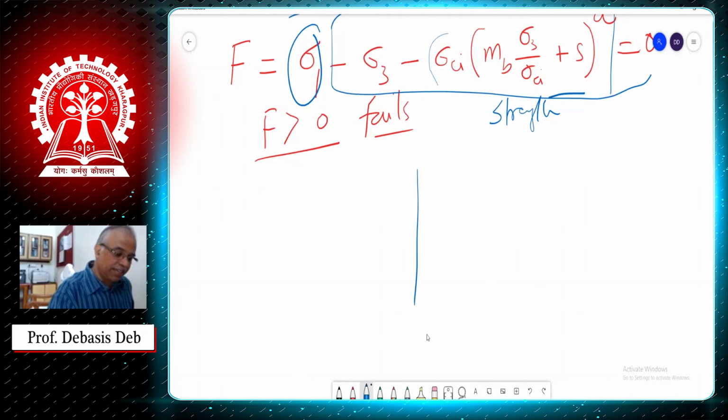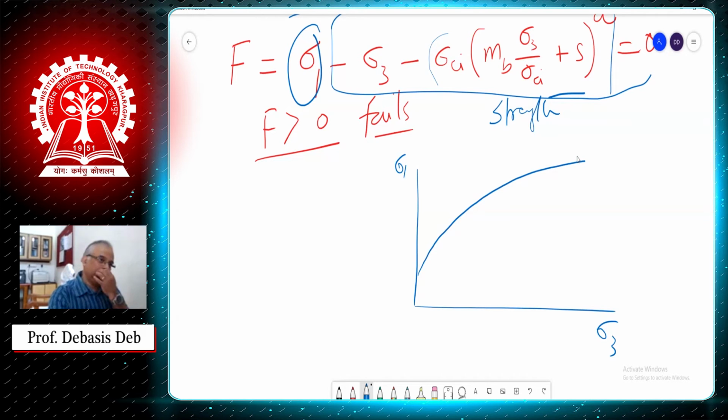Since it's non-linear, sigma 3, sigma 1, it will go something like this. This is that equation. As sigma 3 increases, this will take a form like this. Now this is on the positive side, the compressional side. Now if you go to this side, it will come something like this.